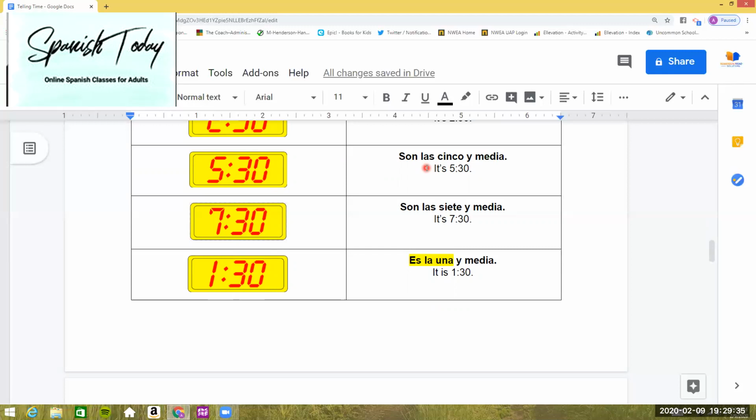So it's becoming easier to tell time because you're just changing up the pattern just a little bit. Son las, and then we'll insert the number and then end it by saying y media. Son las 5:30. Son las 5:30. Muy bien.